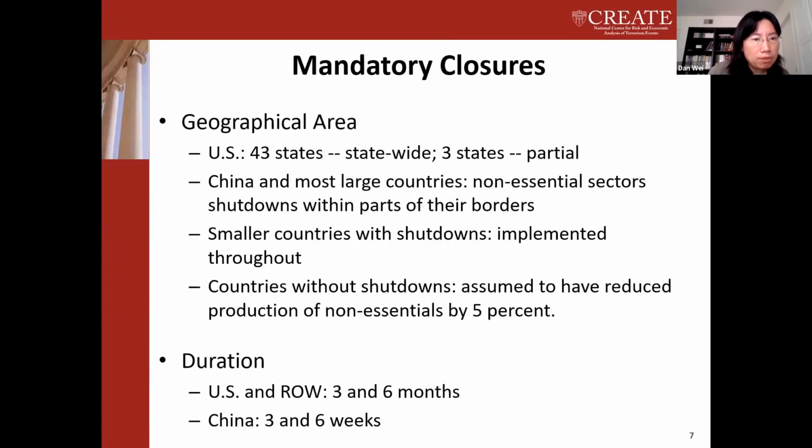economy. In terms of the duration of the mandatory closures, we simulated two scenarios. One is 3 months closures and the other 6 months closures. So in the 3 months scenario, we assumed a 3-week equivalent shutdown in China's economy, and this is in line with the actual shutdowns experienced in the country.